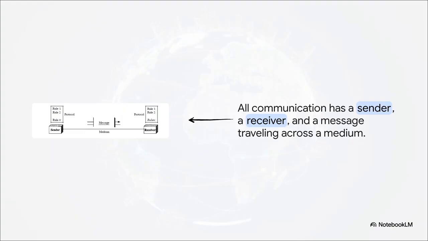Okay, so take a look at this. At the most basic level, its power is in its simplicity. You have a sender, that could be your phone. You have a receiver, let's say your friend's computer. You have a message, the photo you're sending. And it all has to travel across a medium, which is just the physical path connecting them.